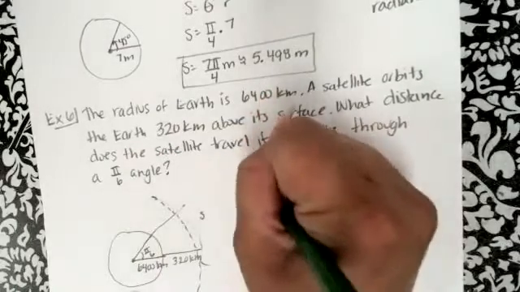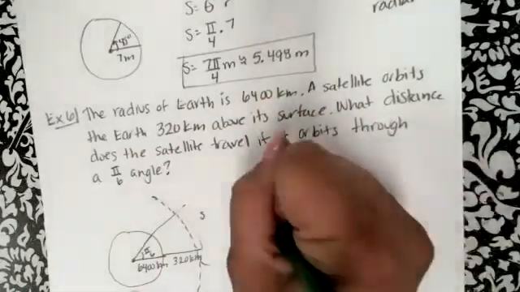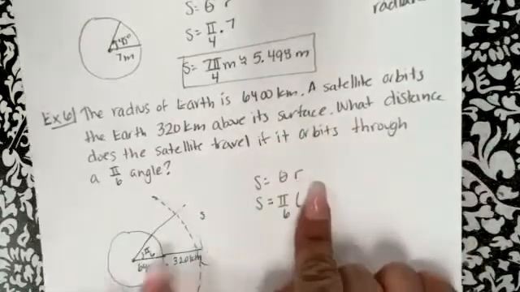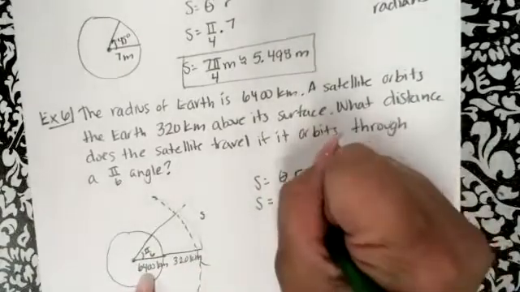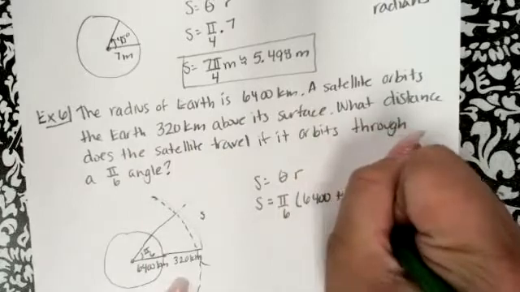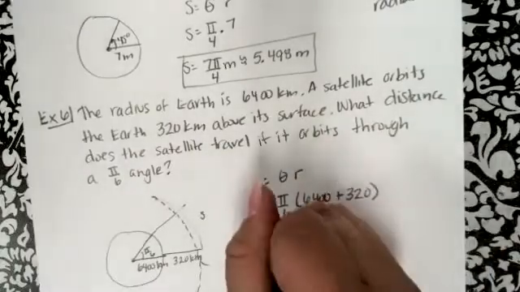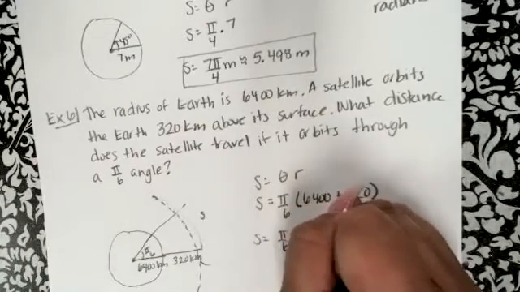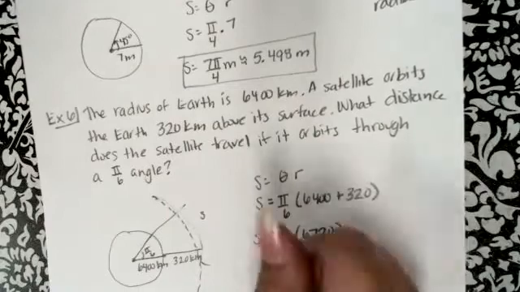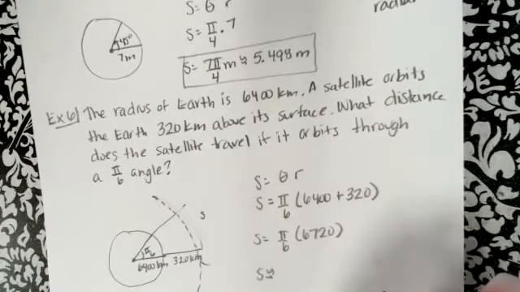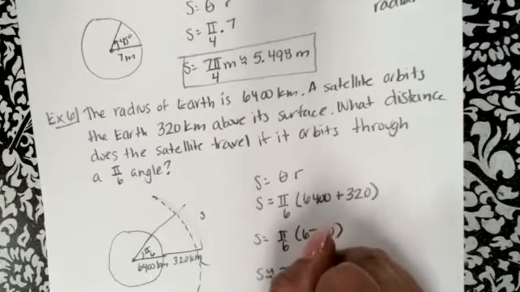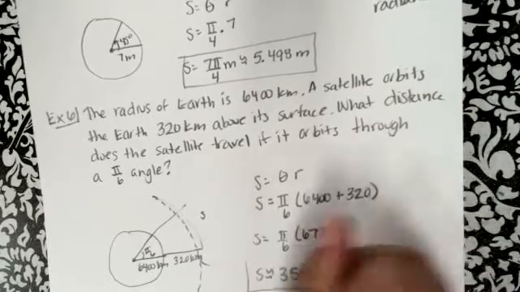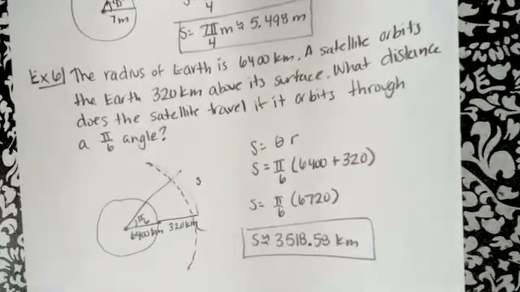So if S is equal to theta R, the theta is going to be the pi/6. Now the R is going to be the 6,400 plus the 320. So the satellite is going to be pi/6 times 6,720. And if I divide that by 6 and multiply that by pi, I end up getting approximately 3,518.58. And that concludes our notes.